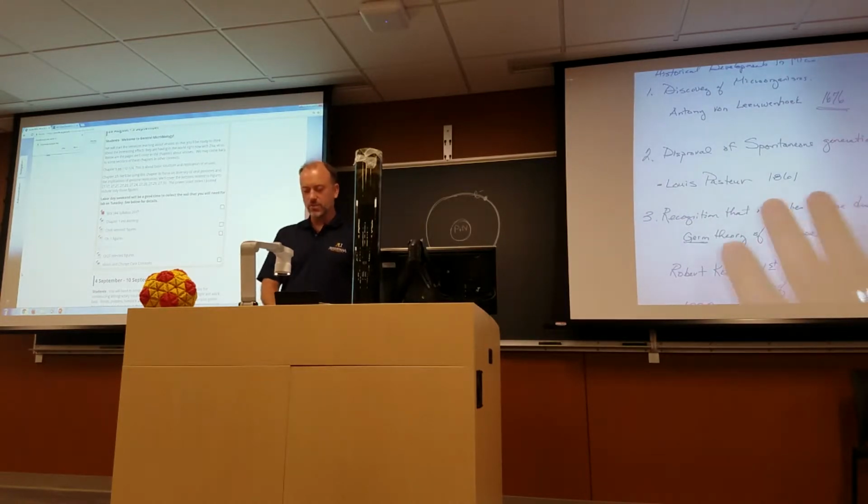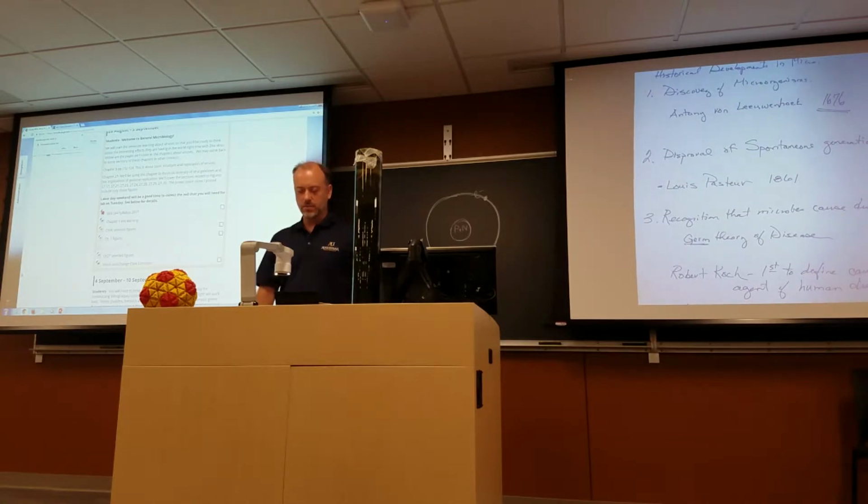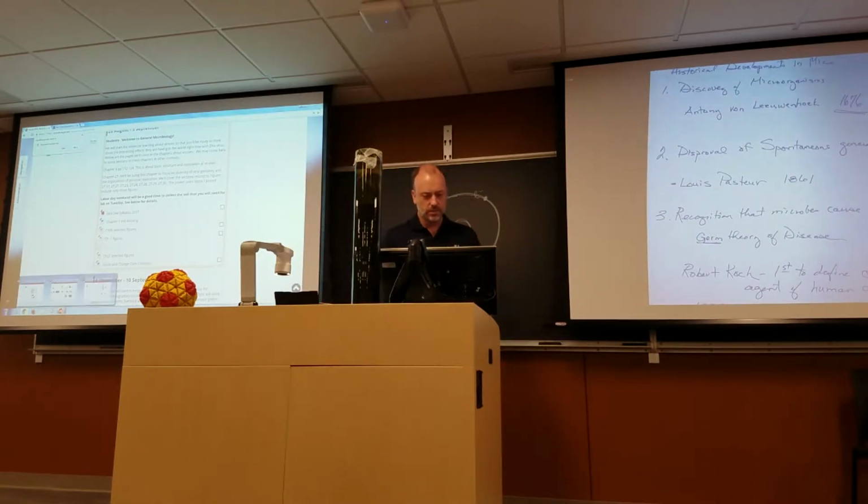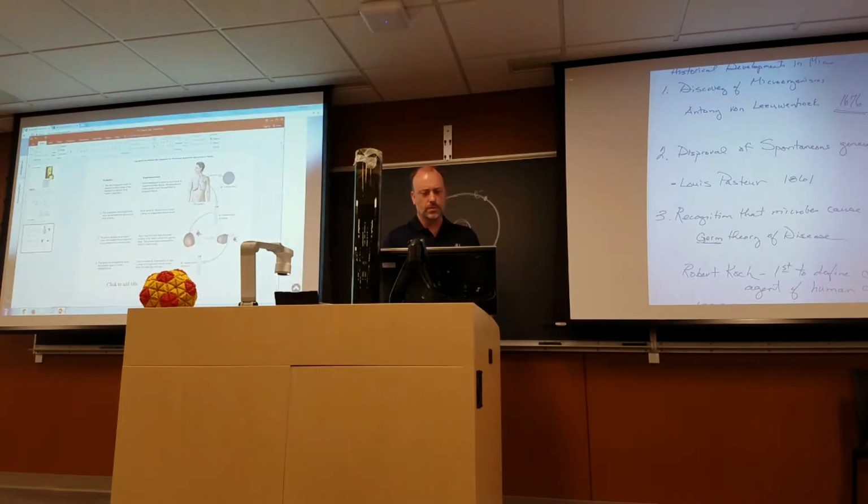So that's the kind of anecdotal thing that went into people believing that there were microorganisms that you can see. Germ theory of disease, that's where we left off last time. So the guy associated with that is Robert Koch, a German microbiologist.